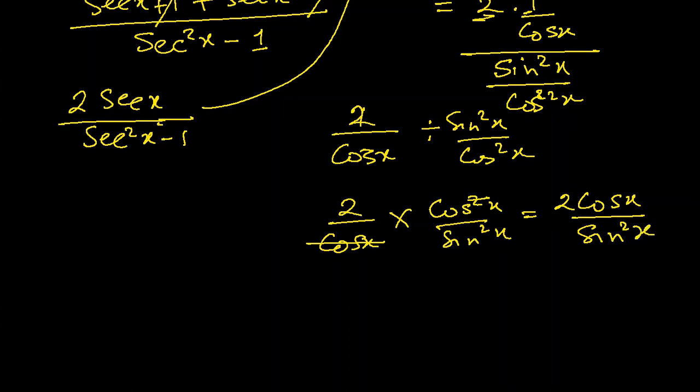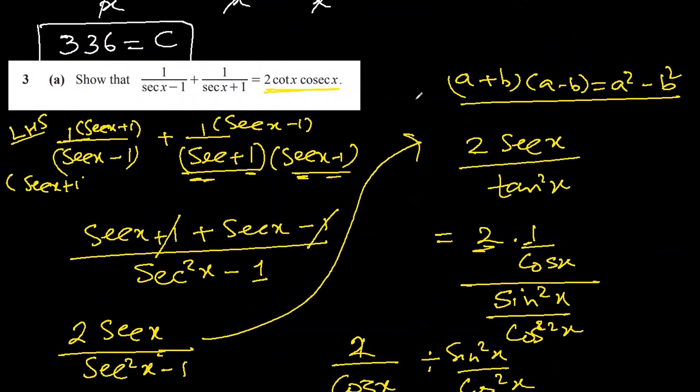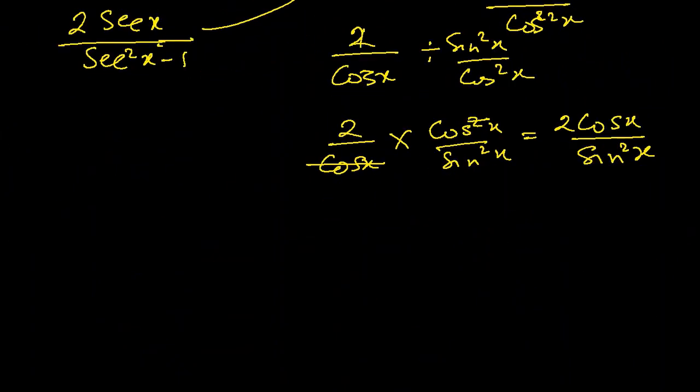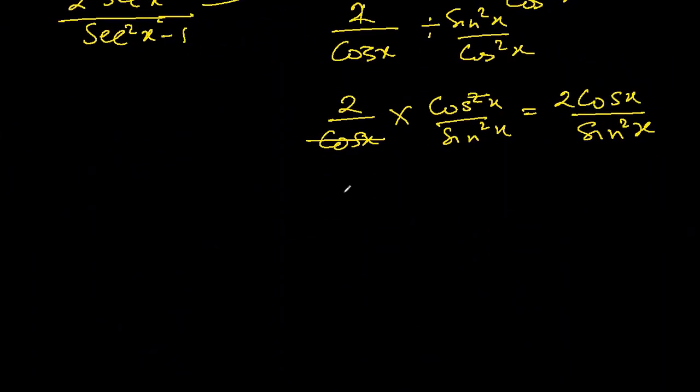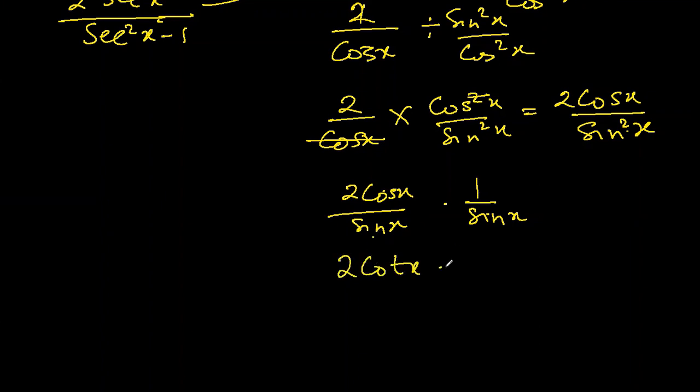But if you see, we need cot x and cosecant x, and that's what we can do here now. We can write this as 2 cos x over sin x, only one sin x. The remaining sin x I will write separately. I've broken this sin x into 2 parts, and this cos x over sin x is cot x, and 1 over sin x is cosecant x.